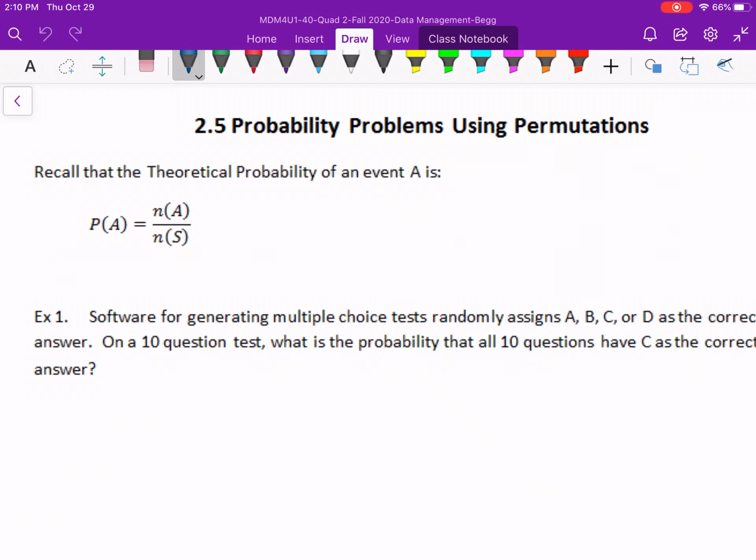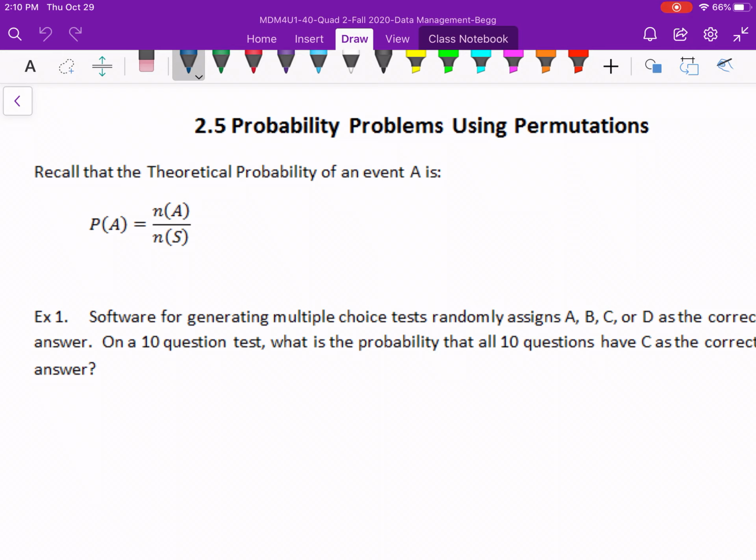In this lesson, we're going to talk more about permutations. We're going to put it together with probability, and we're going to solve some problems. So, remember that the theoretical probability of an event A, P of A, is equal to N of A over N of S.